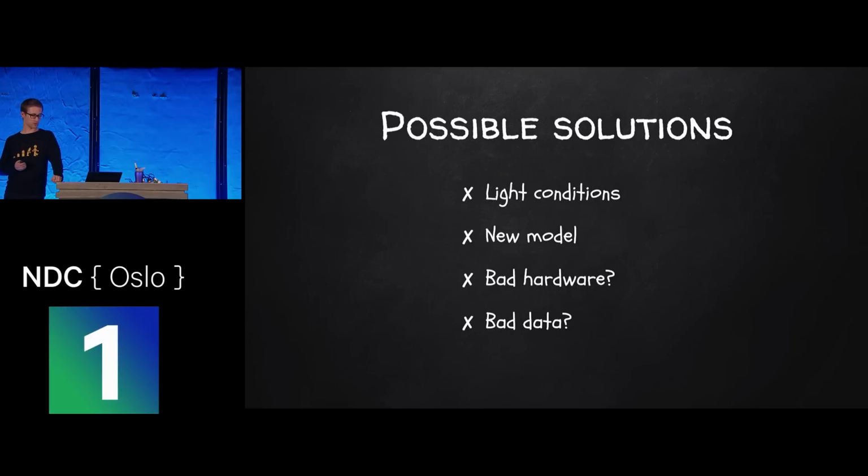So what have we done so far? Well, we have fixed the light conditions. We have come up with a new model, and we have tested the new model, and it looks like it is better. We have changed the hardware just a bit. We don't know if it's better, but we have changed it. What about the data? Let's examine the data we collected earlier.